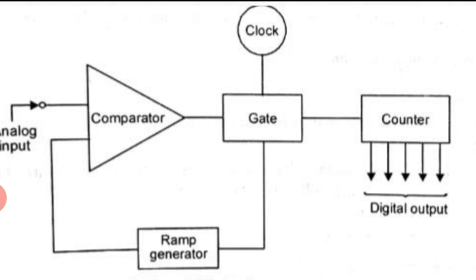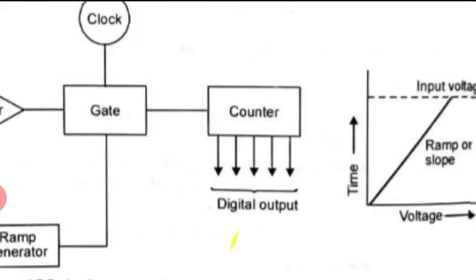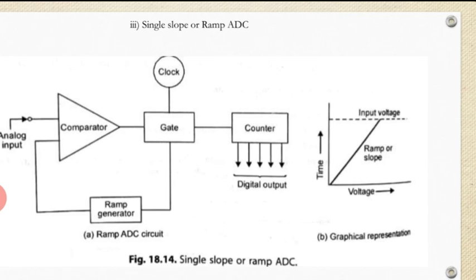When the two voltages, the ramp voltage and the analog input, are equal, the gate closes and the word indicated by the counter is the digital representation. So the counter is the digital output, the digital representation of the sampled analog voltage.